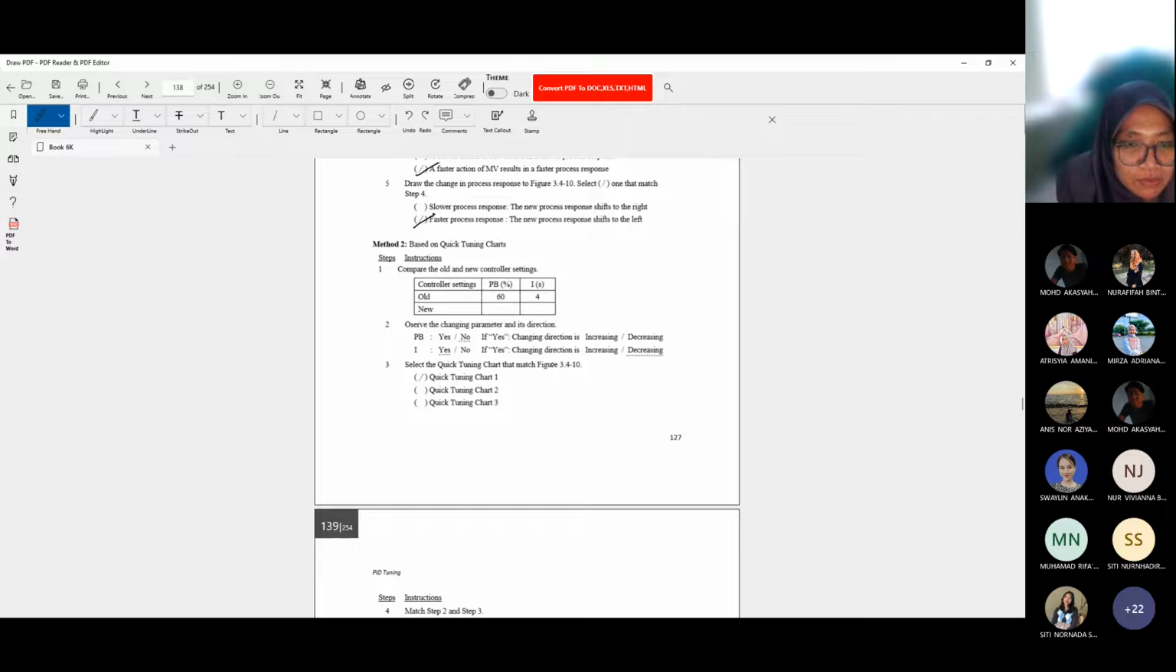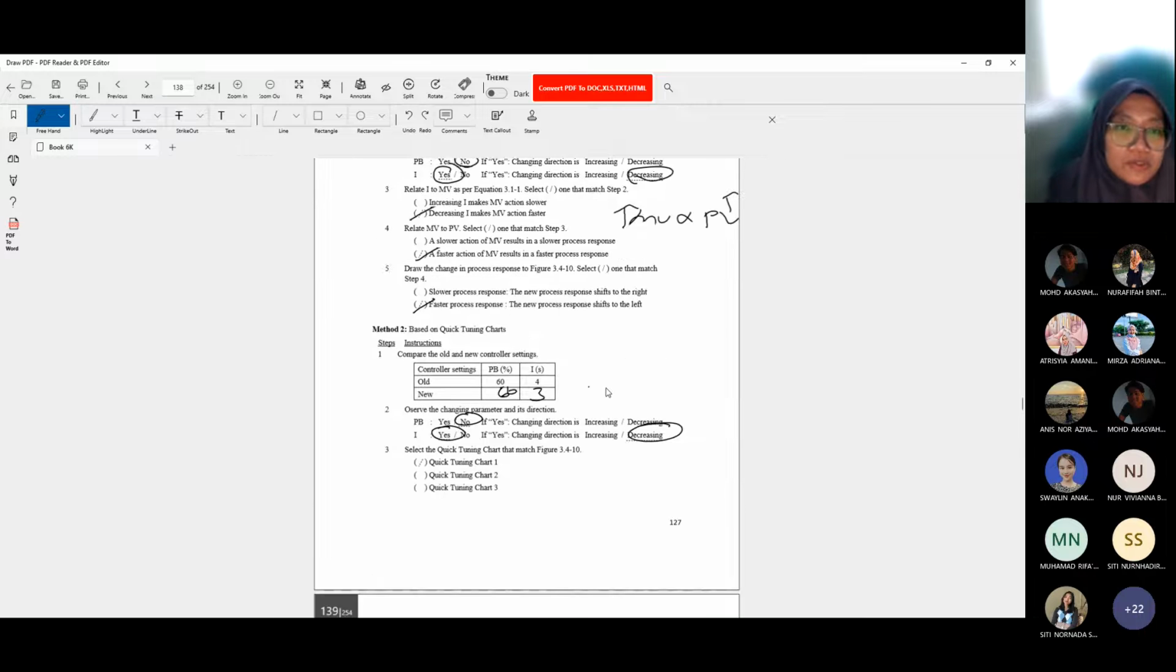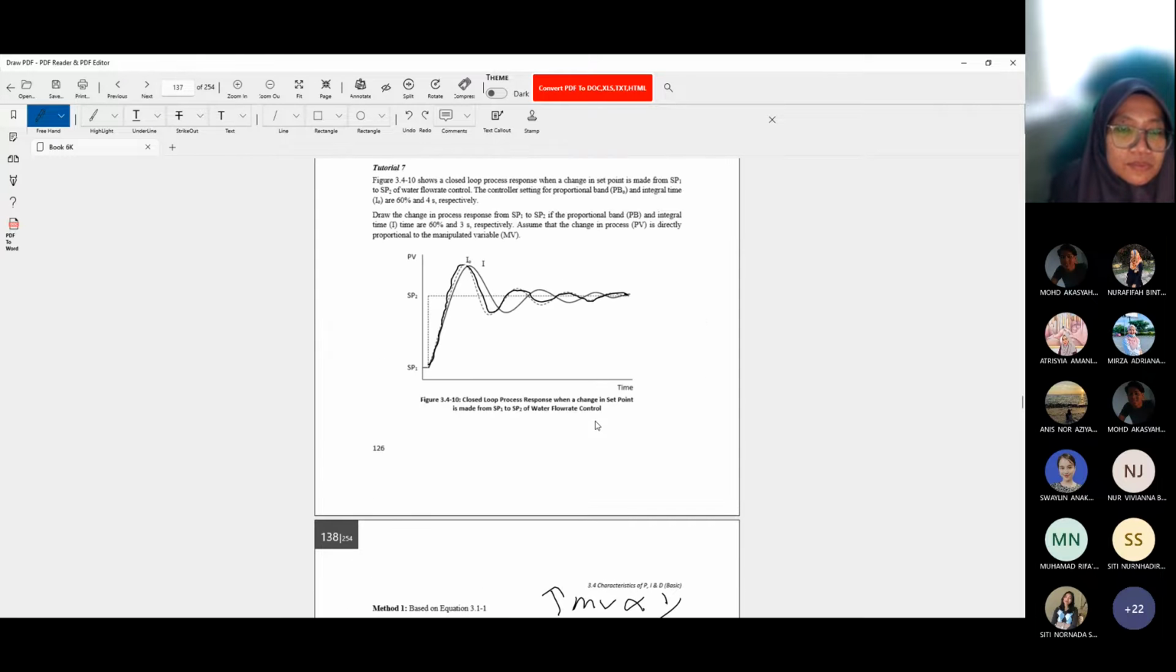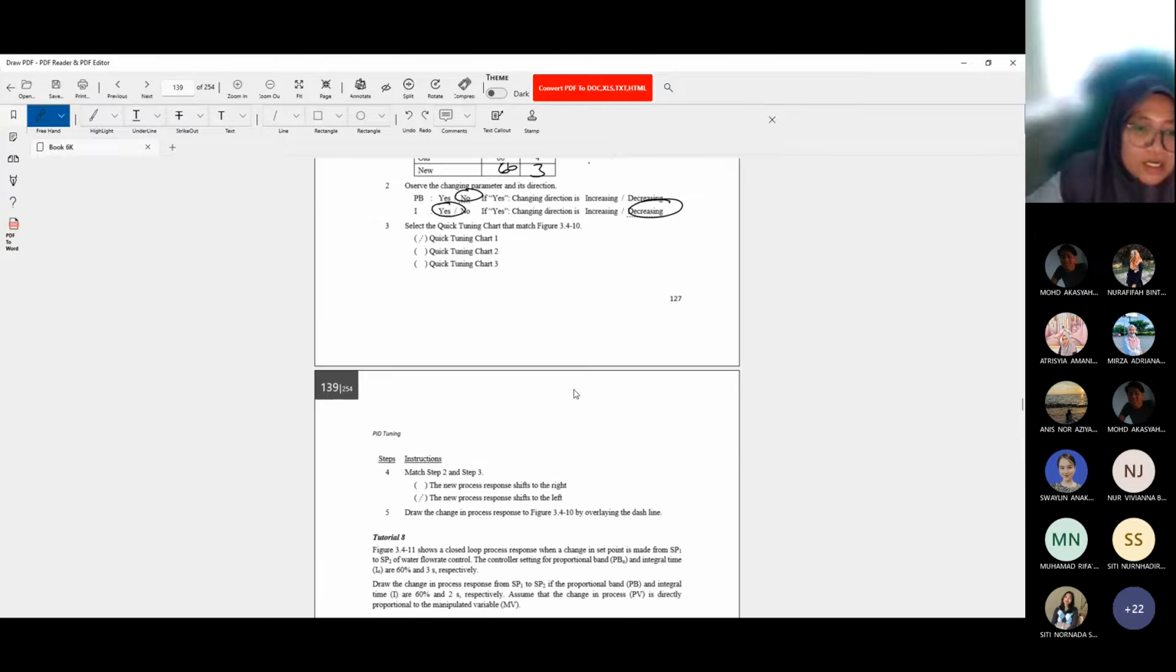Method number 2. Okay. Enter the values just now, 60 and 3. Okay, this one the answer is yes for I, no for PB. So direction is decreasing. Okay, this one which tuning chart do you want to use? Chart 1 also.